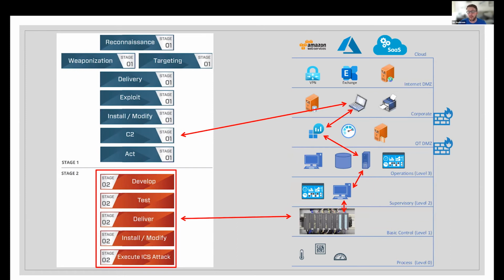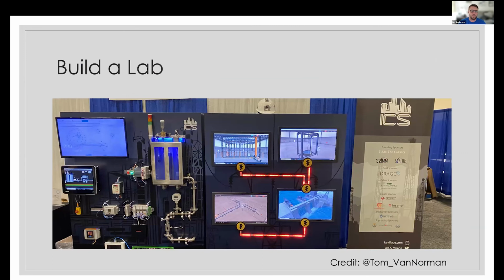So you want to do an impactful attack, though, right? We want to test some of these destructive capabilities, because we want to see what kind of information we can pull out so we can build better defenses. Well, let's build a lab. So credit to Tom VanNorman and Bryson, the founders of the ICS Village. This is one of those things that I dream of, having a lab like this, just because it's so cool. And if you have never had a chance to go and interact and engage with the ICS Village, I could not recommend it highly enough.